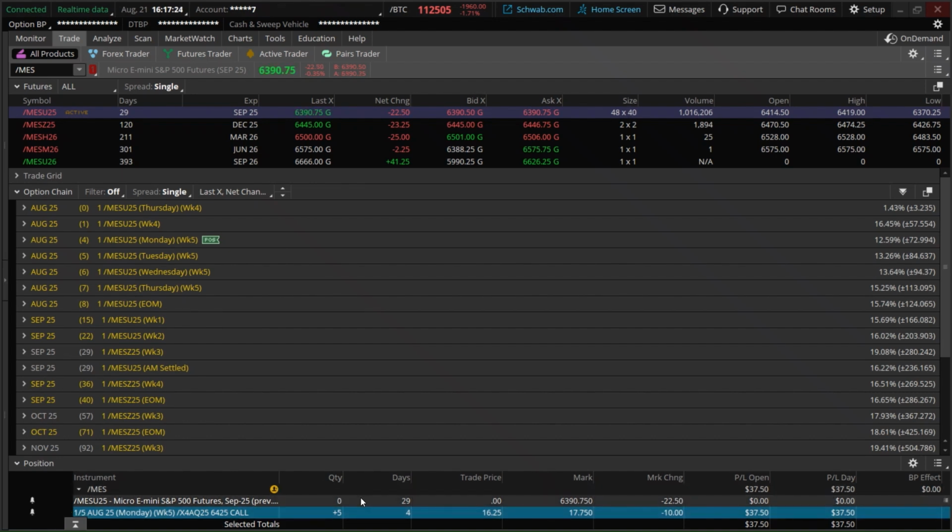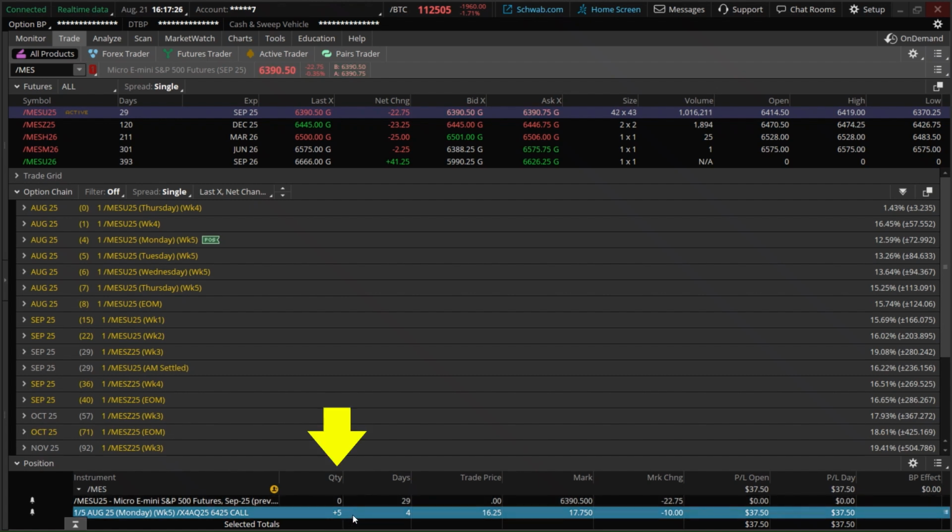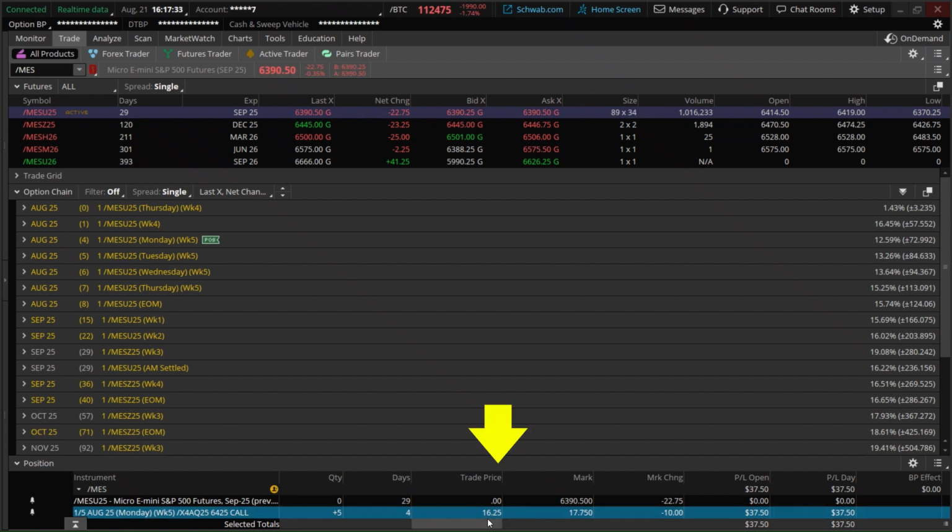Under quantity, I've picked up 5 contracts. All 5 will go worthless in 4 days. My entry price is at 16 and a quarter. And since entering this trade, the premium is now valued at 17 and 3/4. The P&L, the profit and loss out of the ledger, is reflecting a positive balance of 37.50.